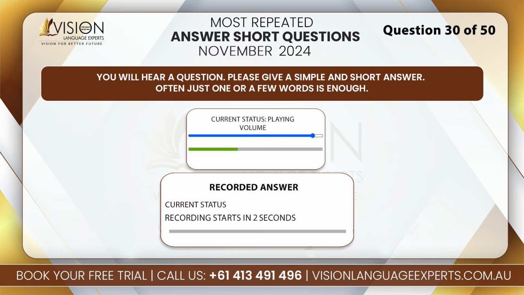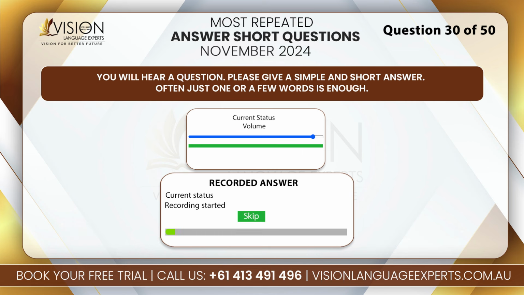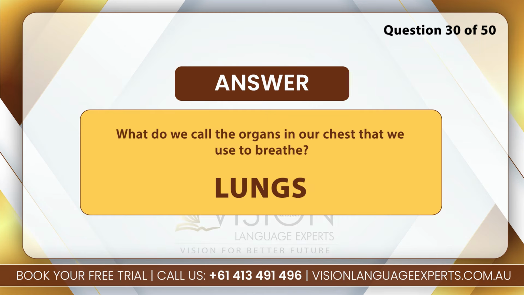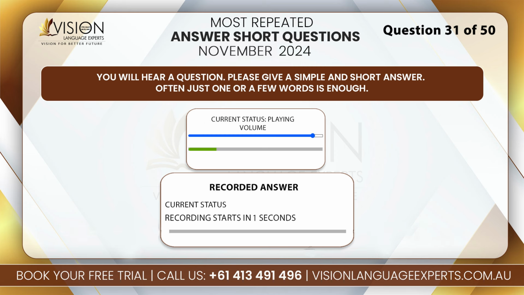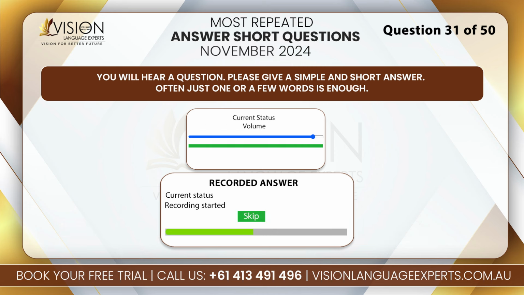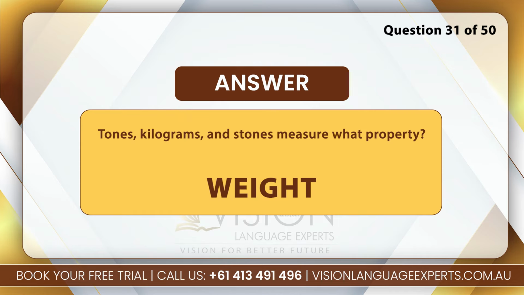What do we call the organs in our chest that we use to breathe? Lungs. Tones, kilograms, and stones measure what property? Weight.